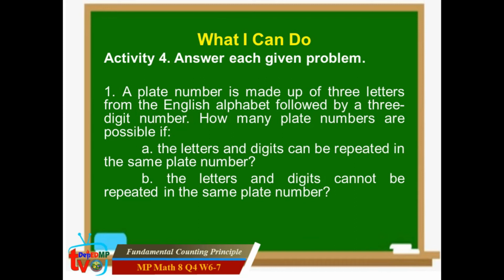Number 1, a plate number is made up of 3 letters from the English alphabet followed by a 3-digit number. How many plate numbers are possible if A, the letters and digits can be repeated in the same plate number? B, the letters and digits cannot be repeated in the same.